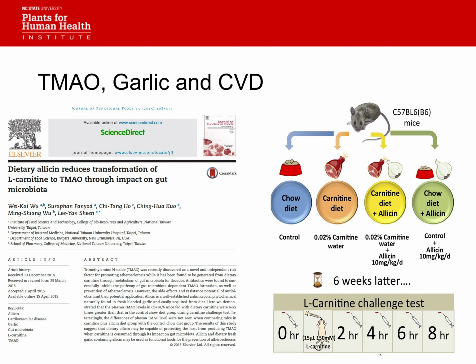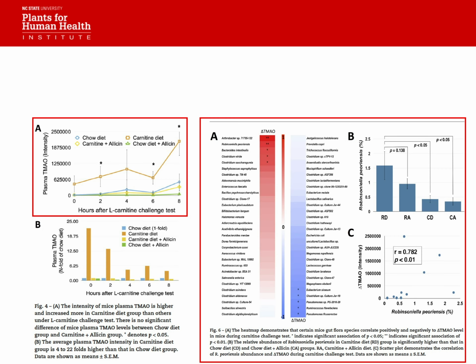Well, I guess this would have been 4 years ago, this paper came out, and what they showed was that they fed mice for 6 weeks with either chow plus carnitine, or chow plus carnitine plus allicin. If you look at the blue line, that is the chow diet. This is a carnitine challenge test where, similar to what we're doing with the meal challenge, they administered carnitine and looked at blood levels of TMAO out to 8 hours.